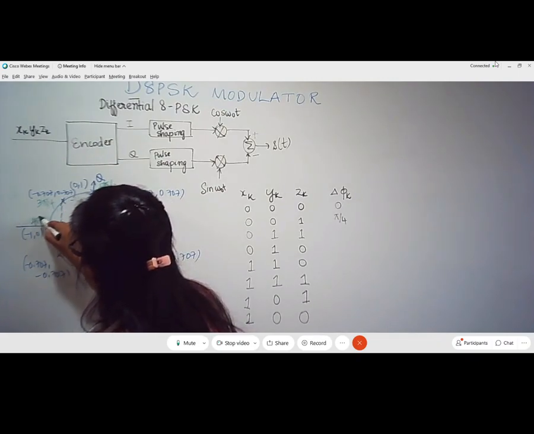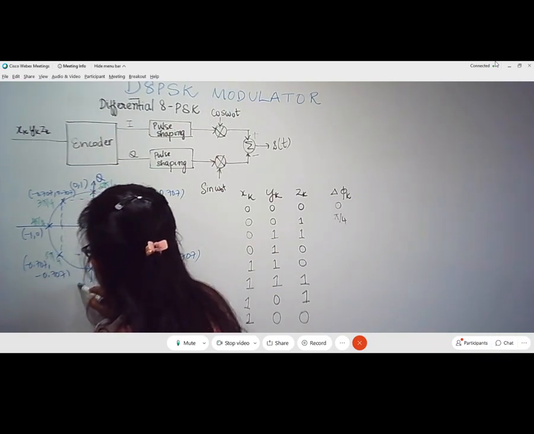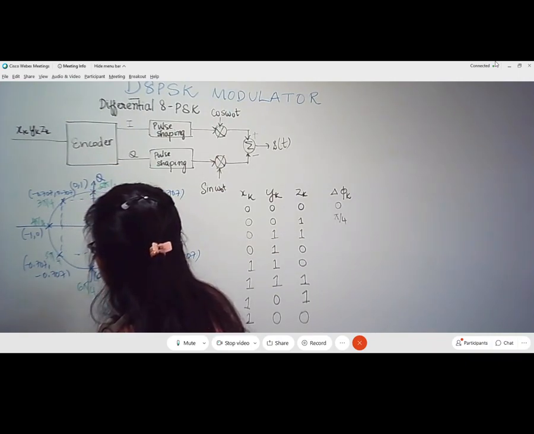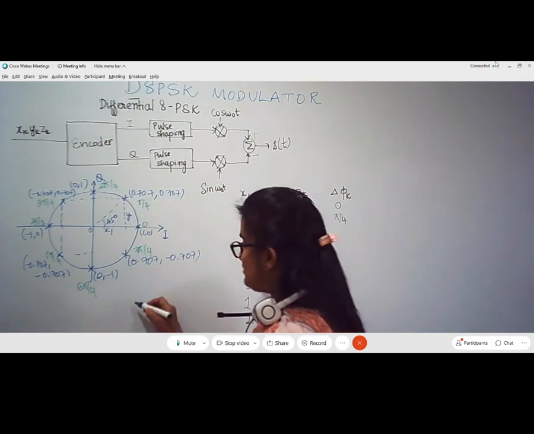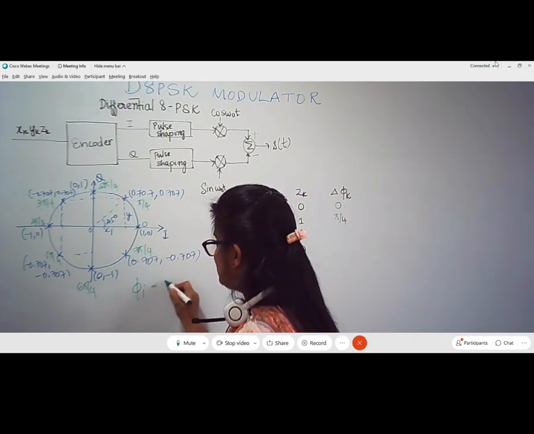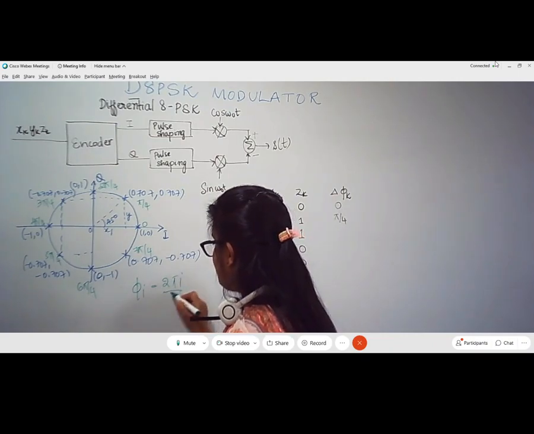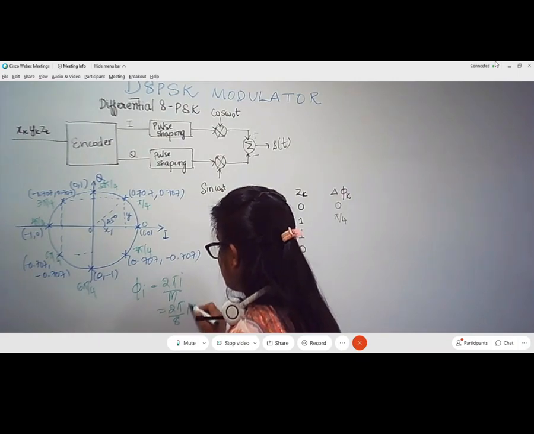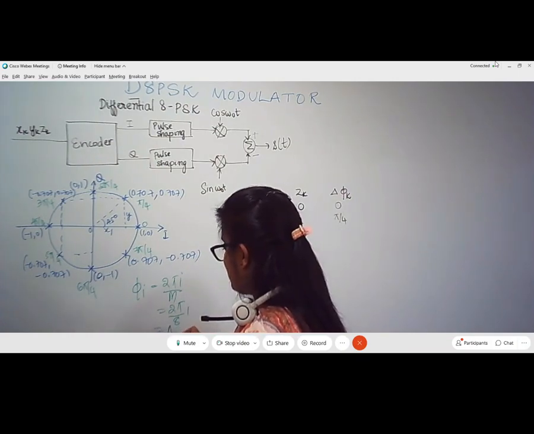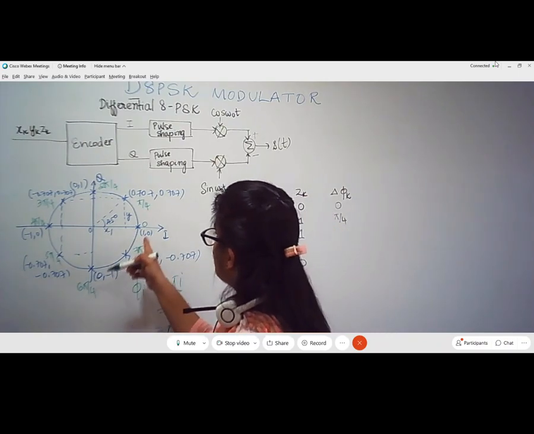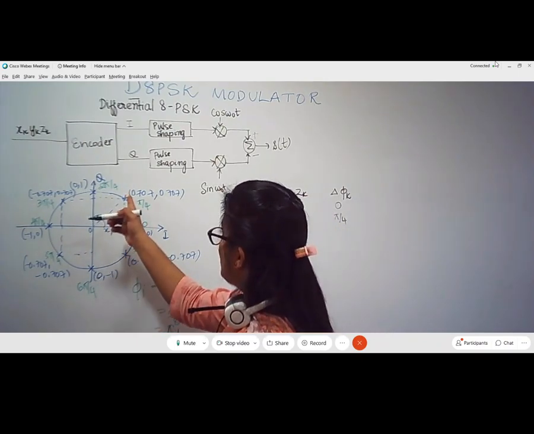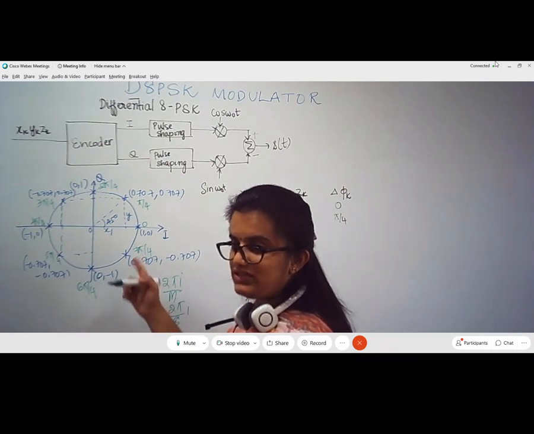4 pi by 4, 5 pi by 4, 6 pi by 4, 7 pi by 4. Why am I writing like this? We know that the phase difference is written as 2 pi i by m, and here the m value is equal to 8. That means it is an integral multiple of pi by 4. Therefore I am writing it like this: 0 pi by 4, 1 pi by 4, 2 pi by 4, and so on up to 7 pi by 4.